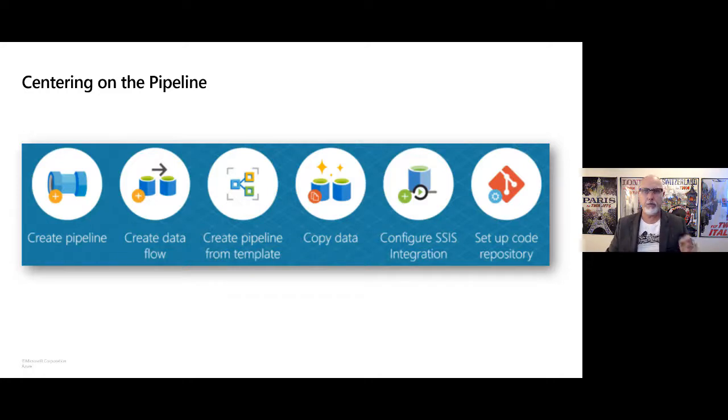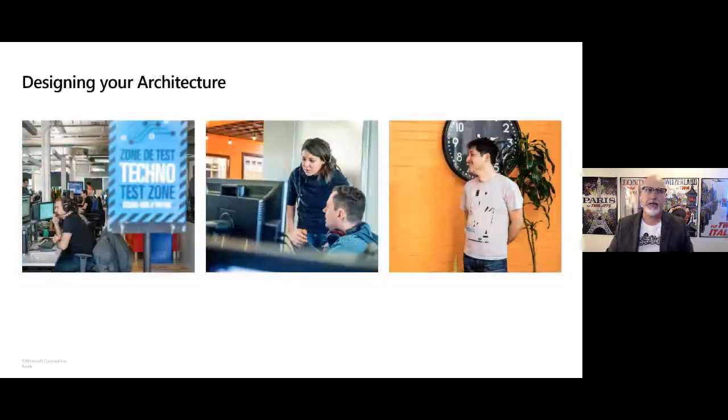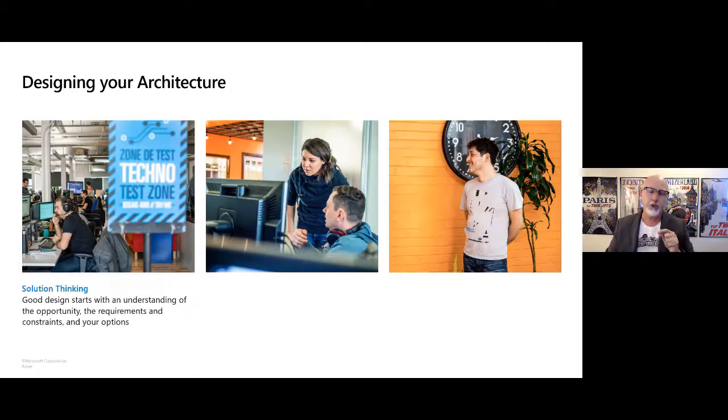All right, so when we're centering on the pipeline, then our next step is sort of to design our architecture. And there's a few things we need to keep in mind here. The first thing I want you to think about is to start with solution-based thinking. I know it sounds a little business, like a term a business person or a sales guy would use, but it's real. The solution thinking means understand what you're trying to do, your opportunity, the requirements and constraints.